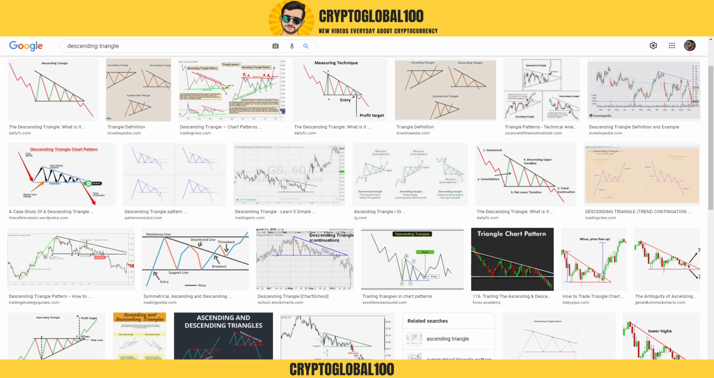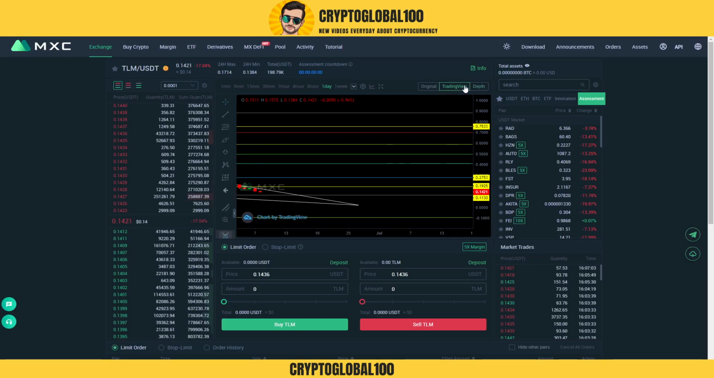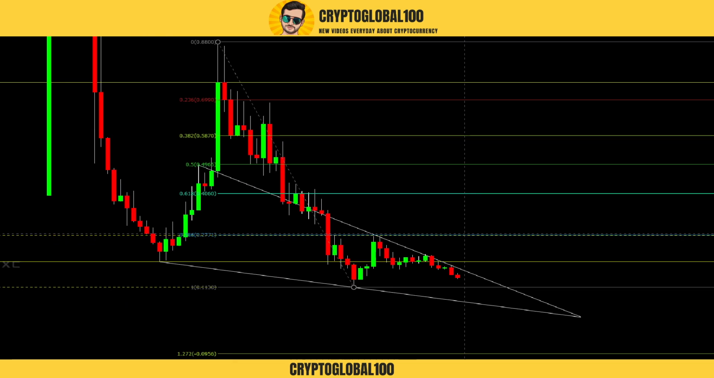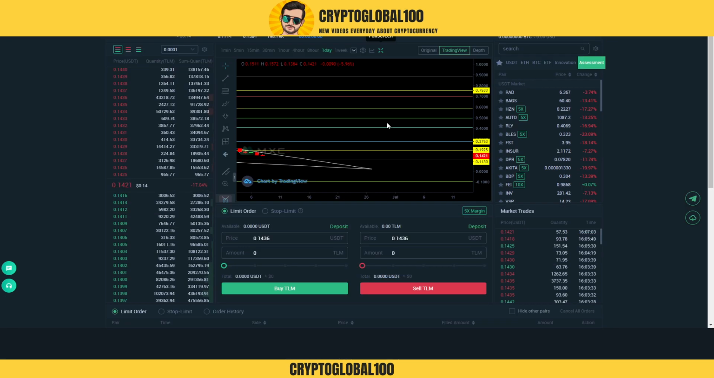And if we go back to the TLM, let me go back to the TLM. What do you see here? If we take a look here, the price made a swing high, then the next lower high, then the next lower high, then the next lower high. So what pattern is it following? It is descending. Okay, so this is what I'm saying right now.